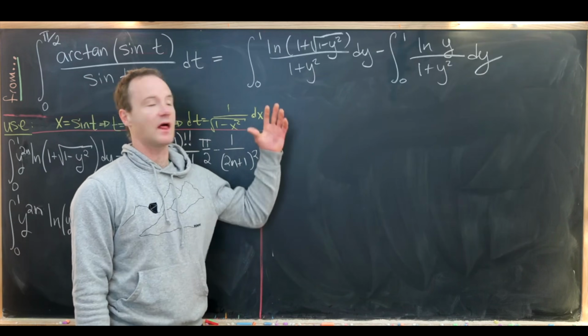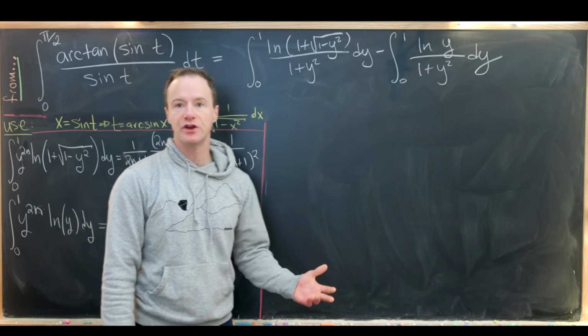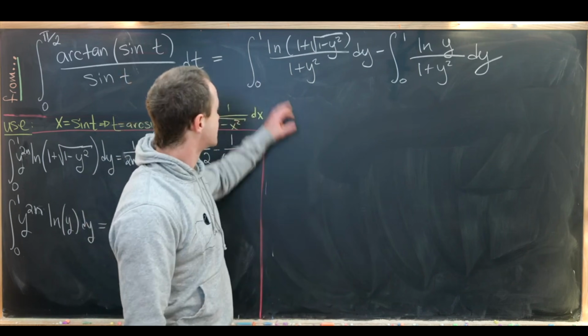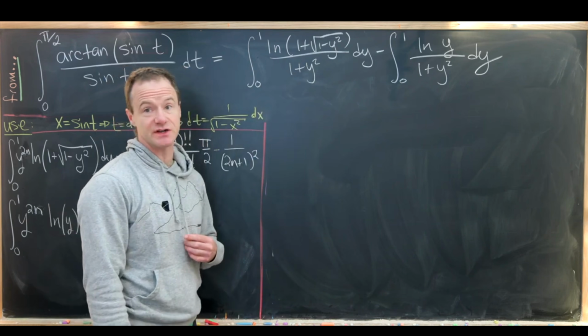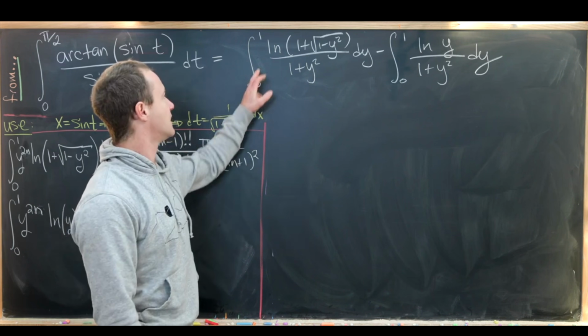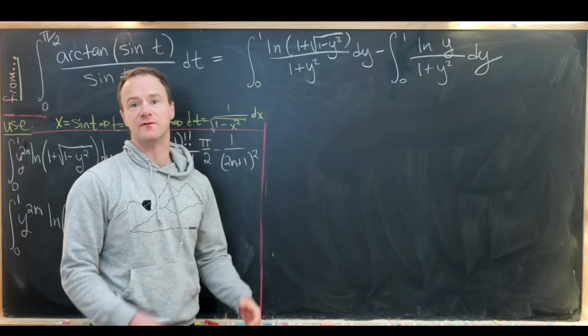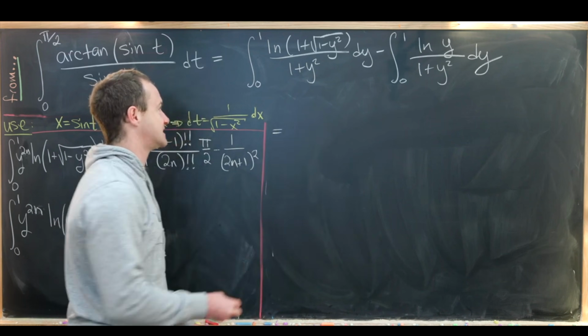Building off what we had on the last board, we have to tackle these last 2 integrals. We're going to do those via series. So let's notice this 1 over 1 plus y squared can be thought of as a geometric series where the common ratio is negative y squared. We're within the bounds of convergence, so we're okay there. So I'll do that for each of these separately.